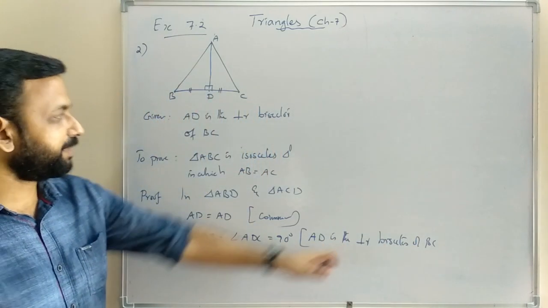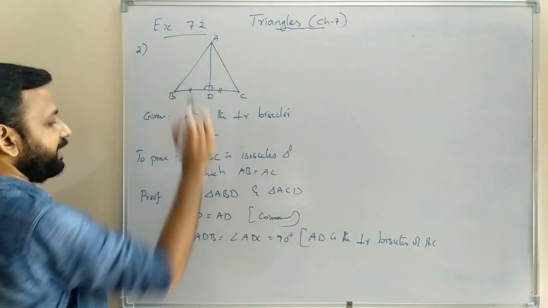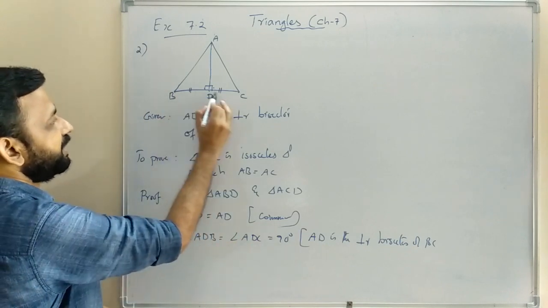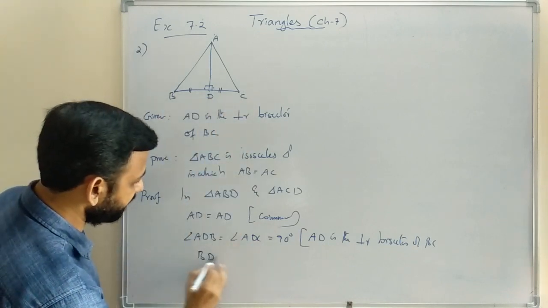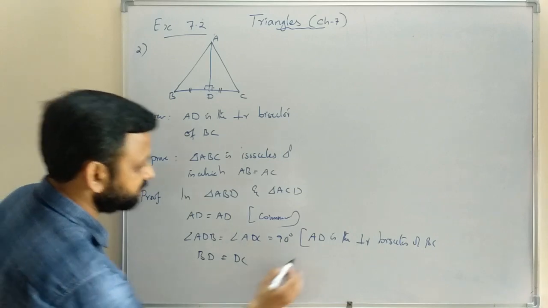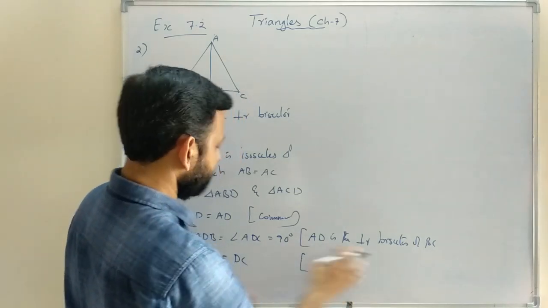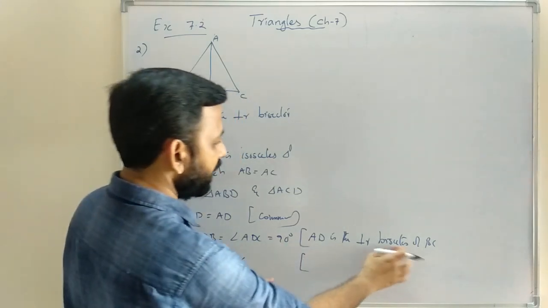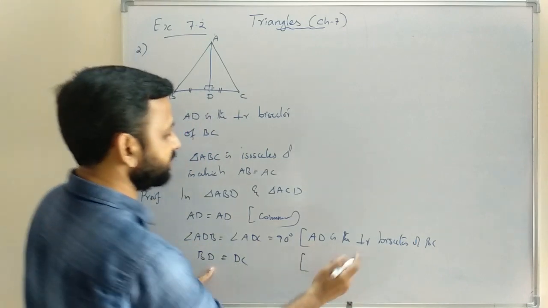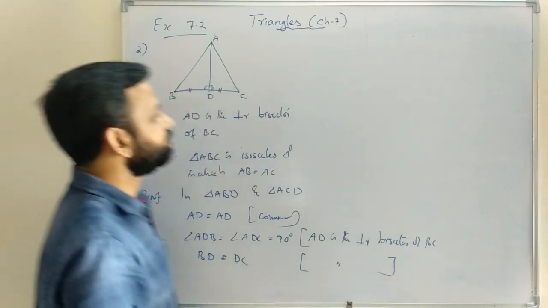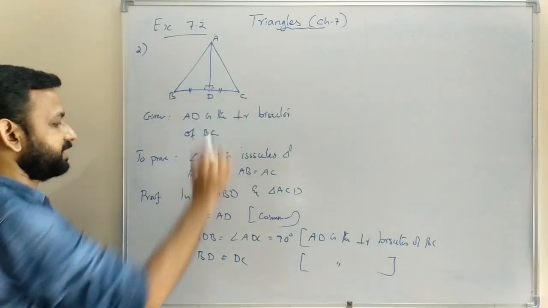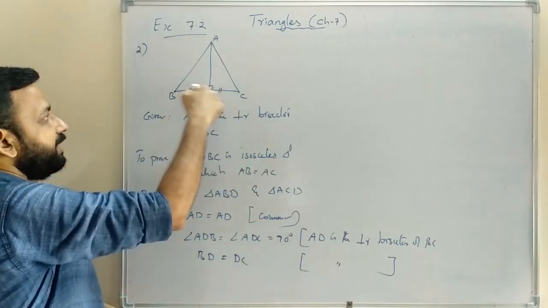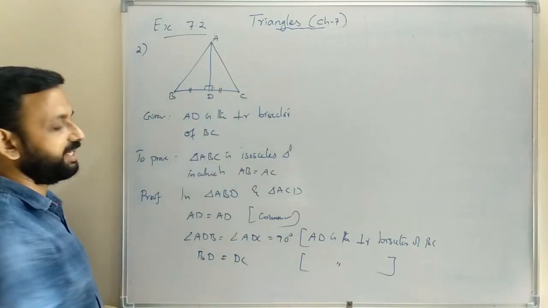So AD perpendicular to BC, therefore 90 degree, 90 degree. Then BD equal to DC. Same reason. Here perpendicular and here there is a bisector. So same reason we will write up: AD perpendicular to BC, so 90 degree. AD bisects BC, so BD and DC are equal.